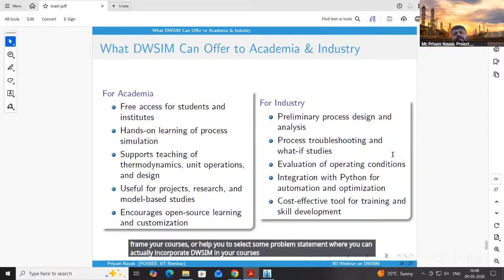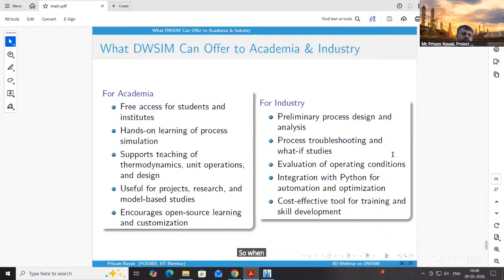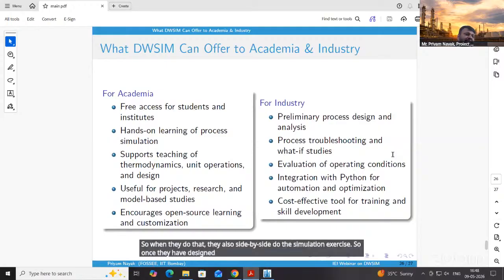For example, in IIT Bombay, you have a course called Chemical Process Design, where we teach the students how to design reactor, how to design distillation column. When they do that, they also side by side do the simulation exercise. Once they have designed a column, once they have designed a reactor, they also use that design to simulate it, and they do that using DWSIM. So we can help you to come up with similar teaching support.